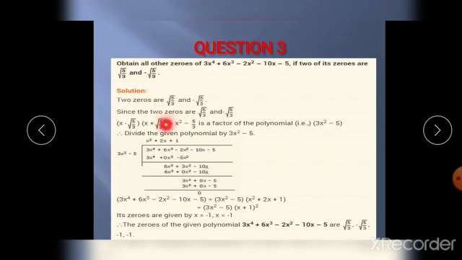Form a quadratic polynomial by using these two roots. Then you will get the g of x. By dividing with that g of x, you will get the q of x and the r of x. R of x will compulsorily be 0. So you know how to find the g of x.